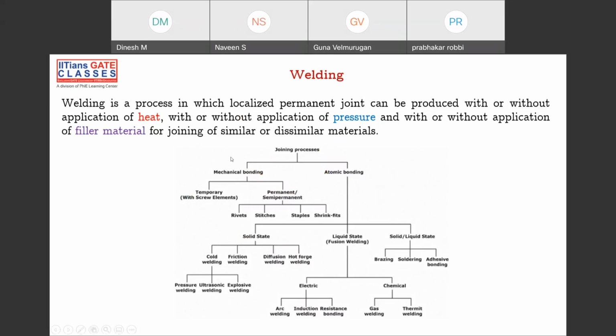Okay. So what is the definition of welding? Welding is a process in which a localized permanent joint can be produced with or without application of heat. What is welding? Welding is nothing but you want to join two sheets, two plates, two objects. Where do you see it? You see welding in every aspect of our life.